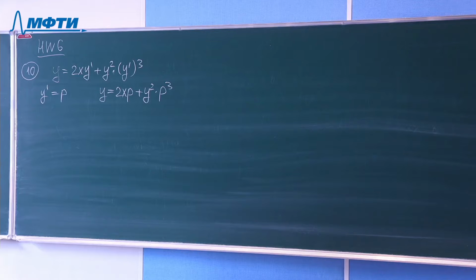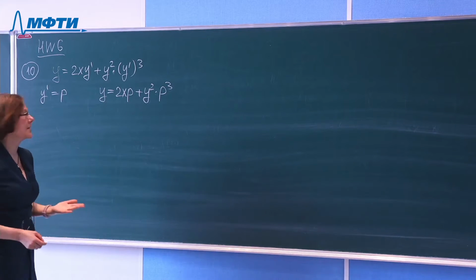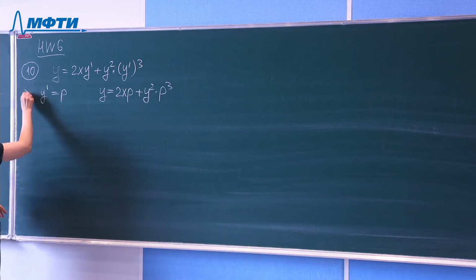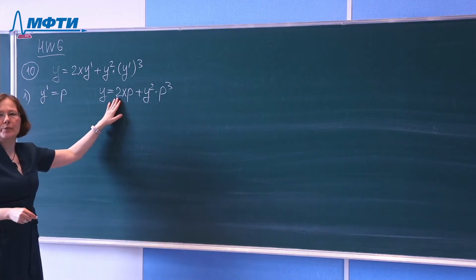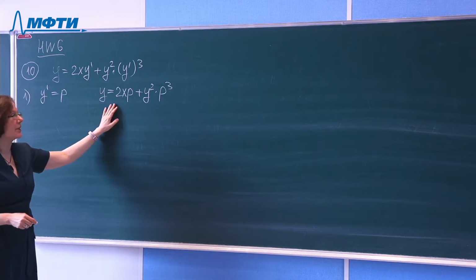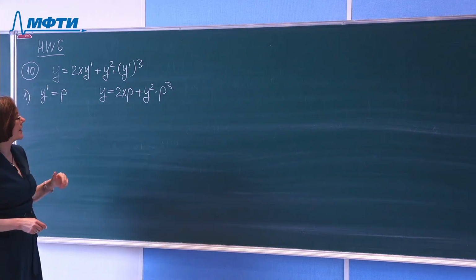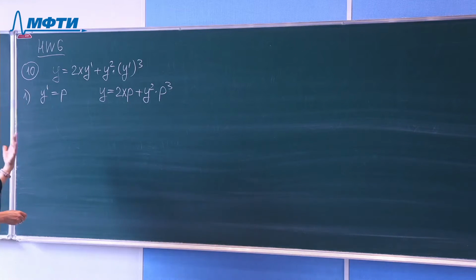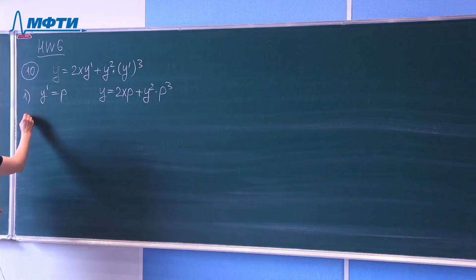Okay, so what's the second step? So this is the first step, introduce the parameter and rewrite our equation in terms of the parameter. But now we have 3 variables, y, x, and p. What shall we do next? Do you know what shall we do next? Find the differential, differentiate, right?